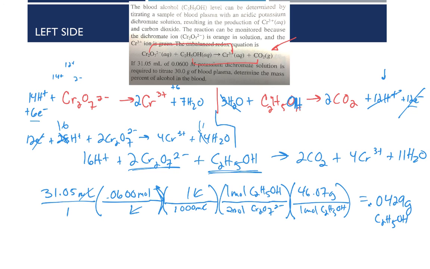Okay, they told me at the beginning of this that I have 30 grams of blood plasma, so mass percent then is 0.0429 grams divided by 30 grams times 100, which gives you a 0.14 BAC, okay, which is pretty high. Well intoxicated at that point.